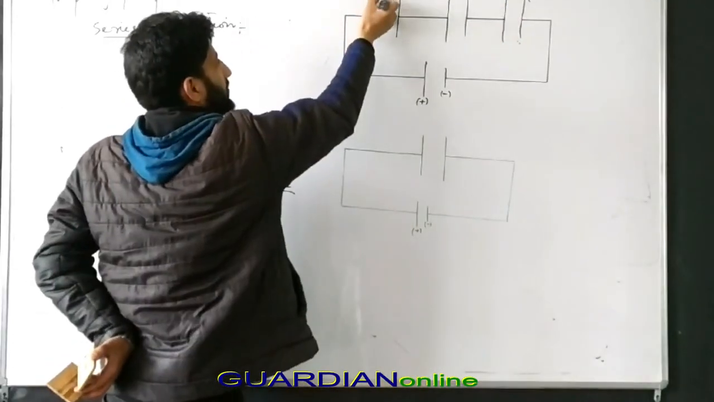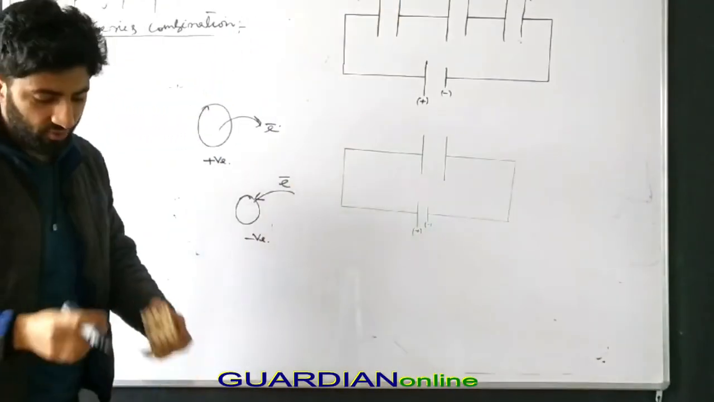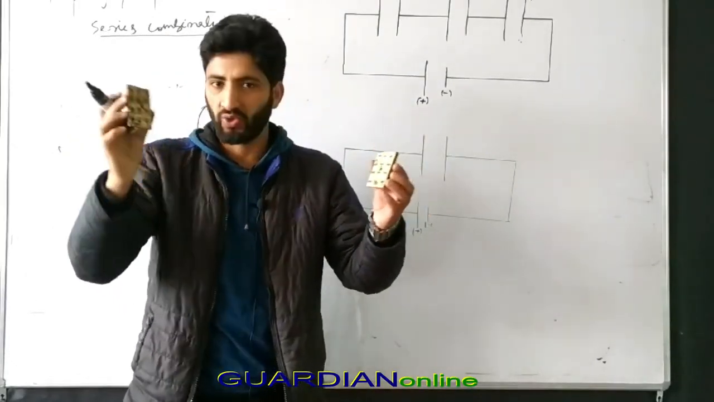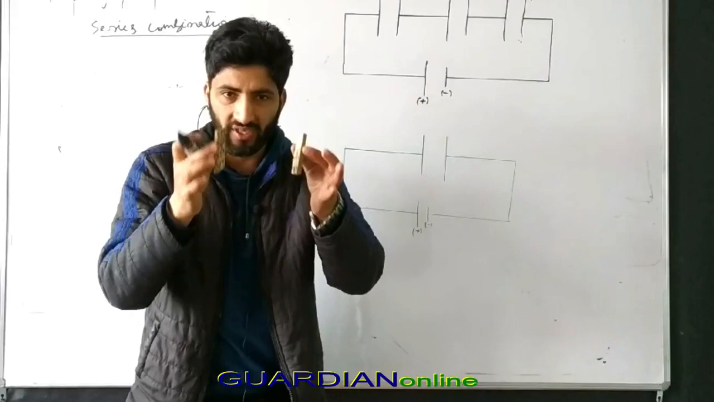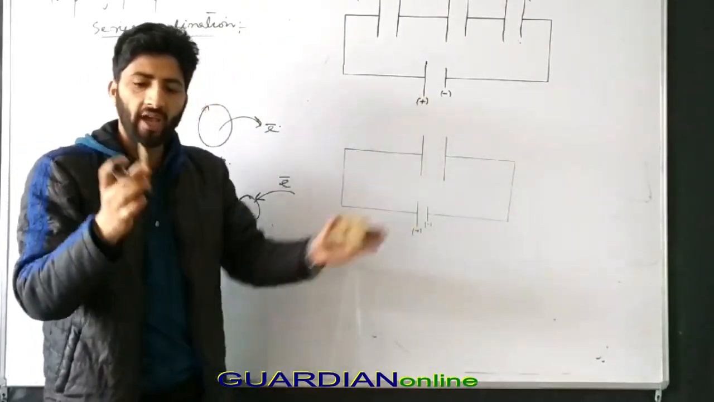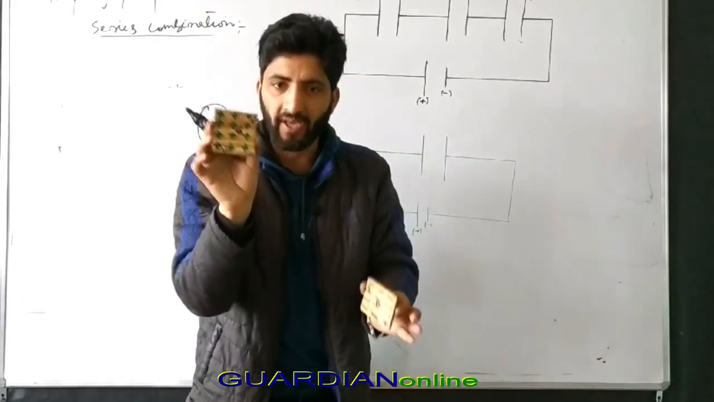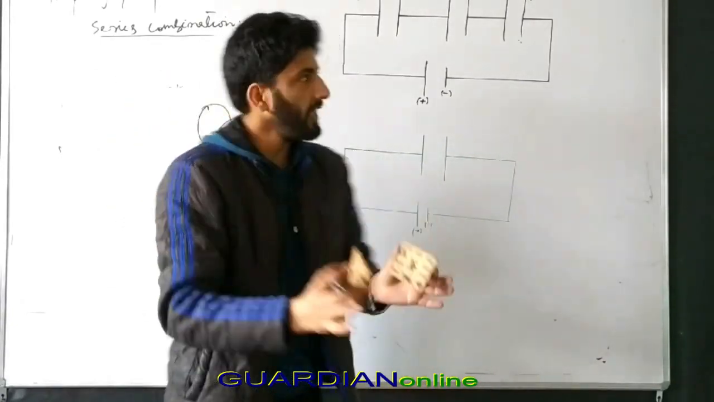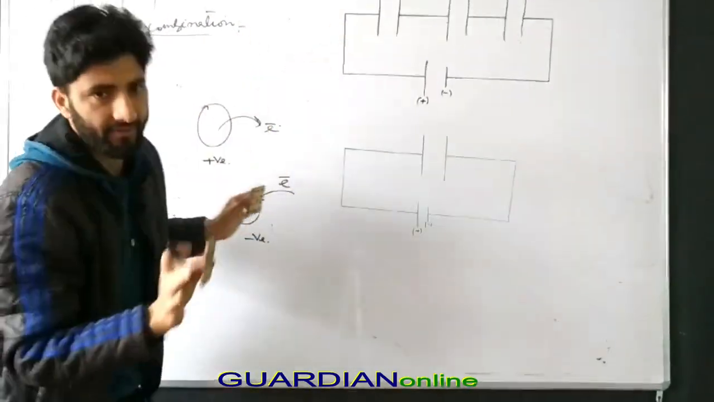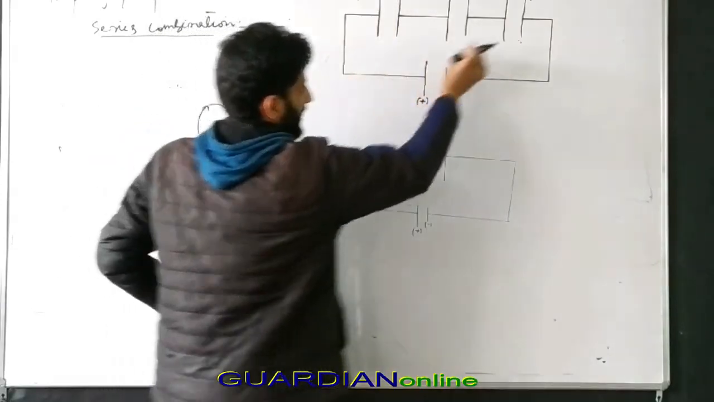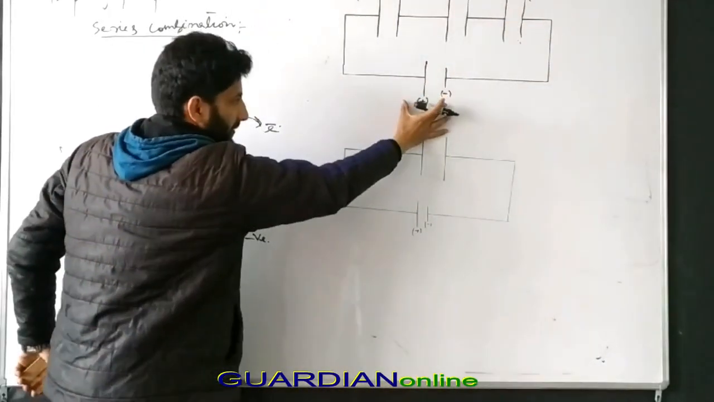You have to charge it for positive. It's the same case for this one, as the capacitor is simply neutral. The external source is connected: one end gets positive charge, the other end gets negative charge, and this is the combination of capacitors. In between these two polarities, you have positive charge and negative charge generated because of the external source.